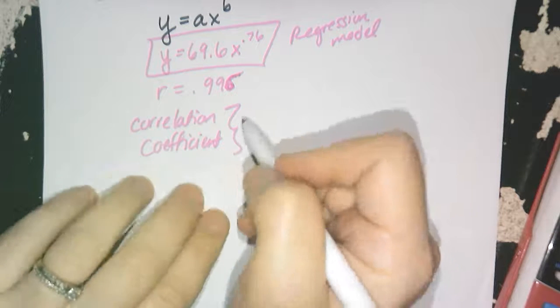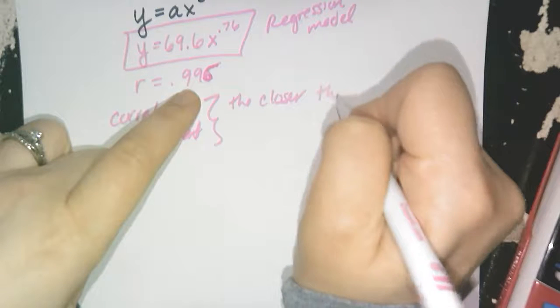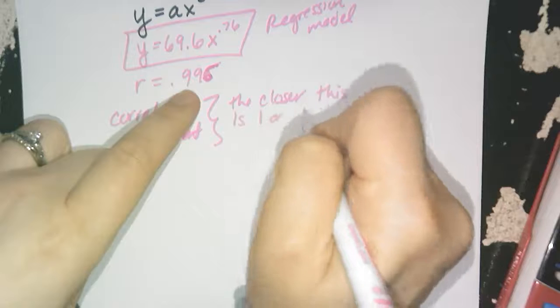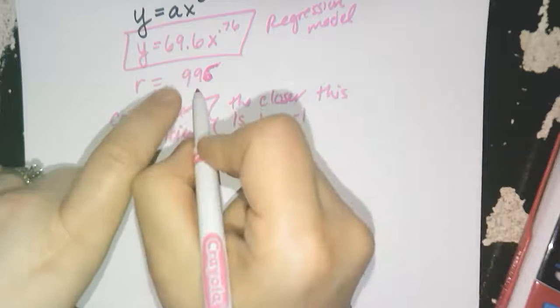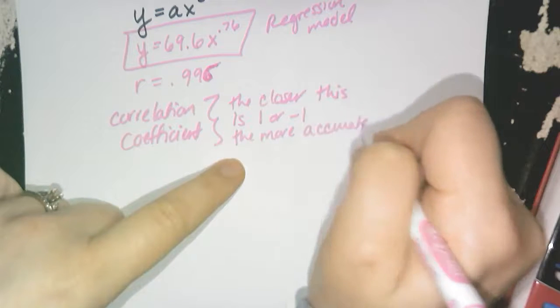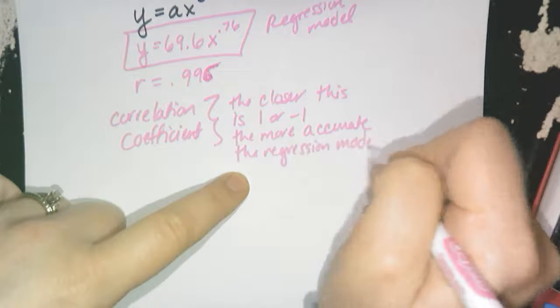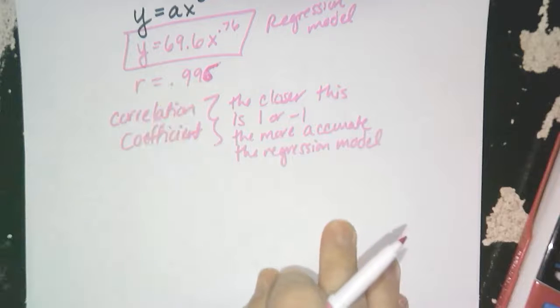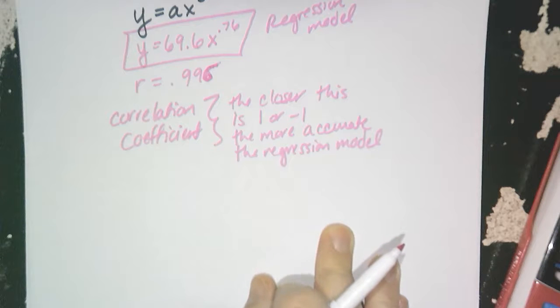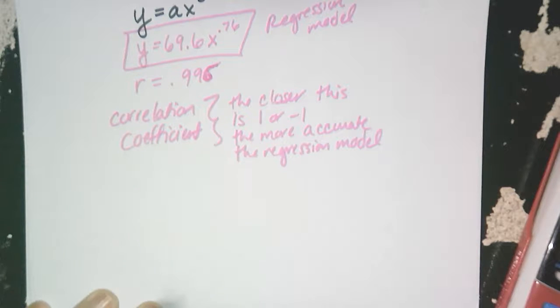What this means is the closer this number is to 1 or even -1, the more accurate the regression model is. In statistics, I don't want this to be like 0.75. That's not really a good model. I want this to be 0.99 or 0.9 something. The closer it is to 1 or -1, that means I chose a good regression model.